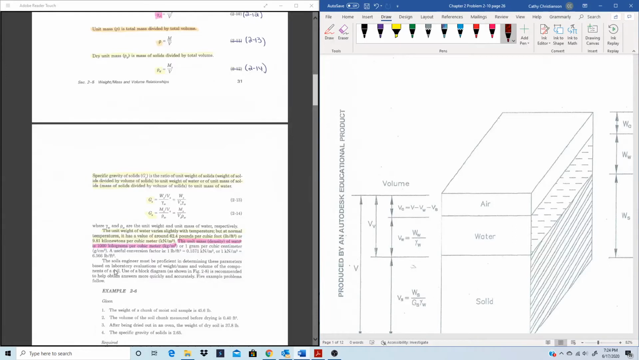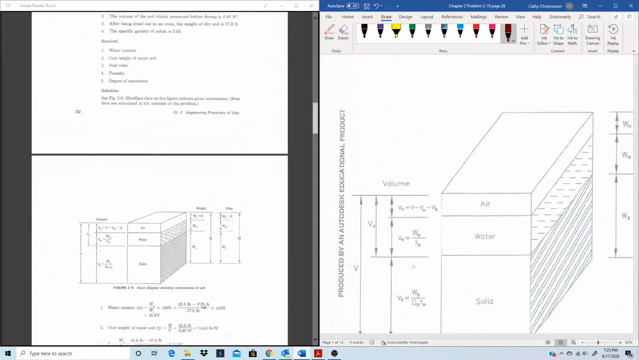Alright, so the other thing you need to know is the unit weight of water, which is around 62.4 pounds per cubic foot, or 9.81 kilonewtons per meter cubed. These are both weights. This is all that we're going to deal with. We're not dealing with mass, so you don't need to know 1,000 kilograms. So we're going to work with weights.